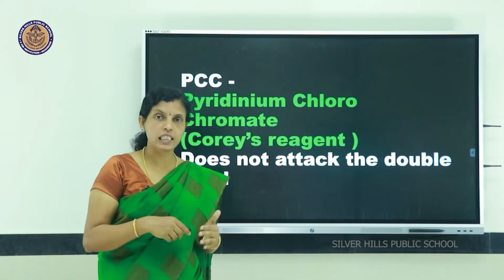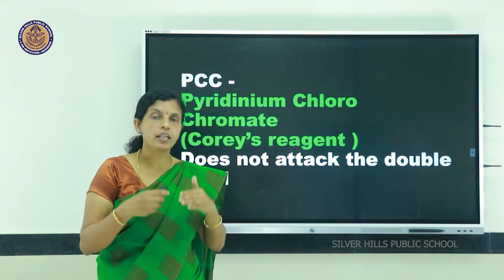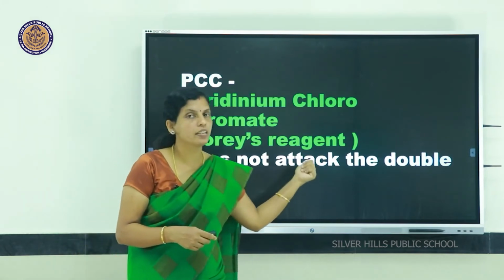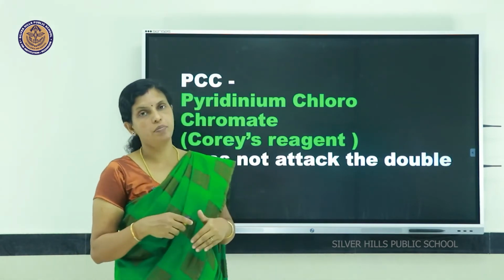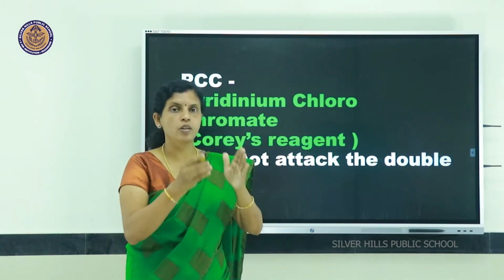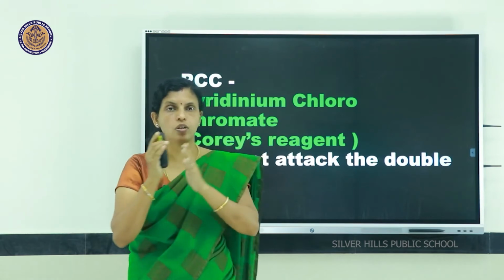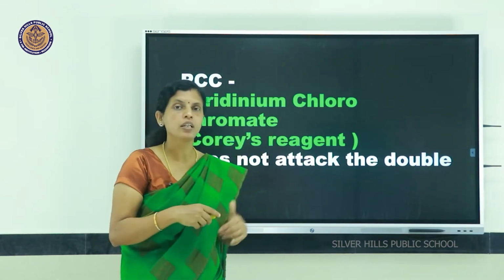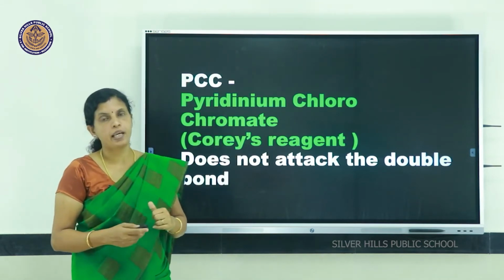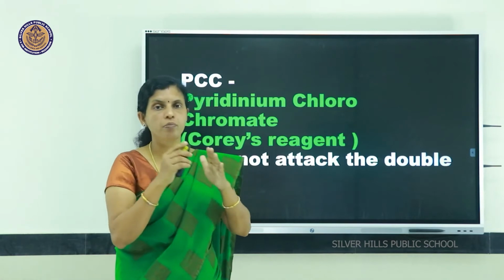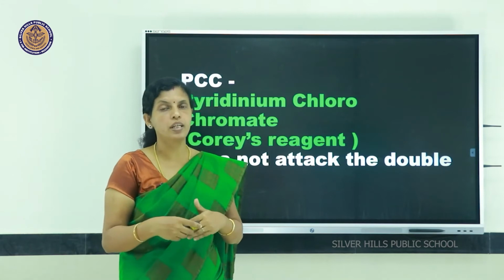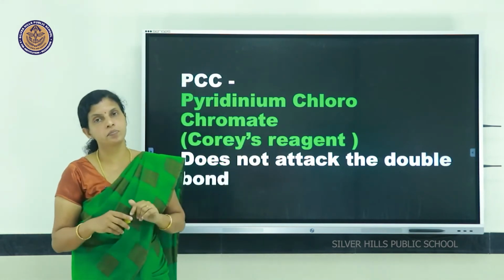While using PCC or PDC, the main advantage is that it does not affect the double bond. It does not attack the double bond. The double bond will not get oxidized; during the reaction it only oxidizes an alcohol or aldehyde group, if we are using a mild oxidizing agent like PCC or PDC. And one more thing, the reaction will stop in one step. Further oxidation will not occur if we are using PCC or PDC.